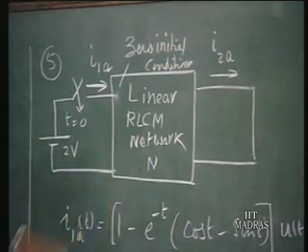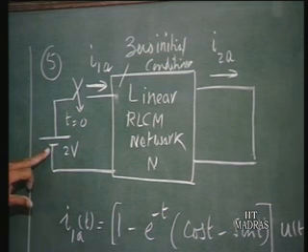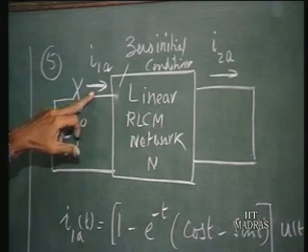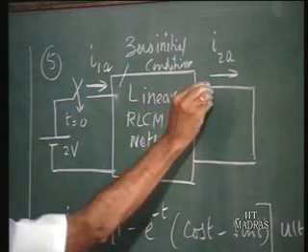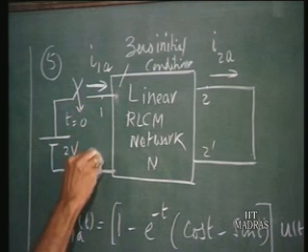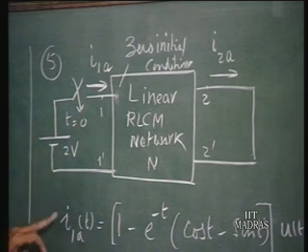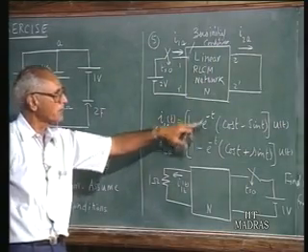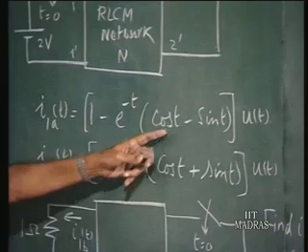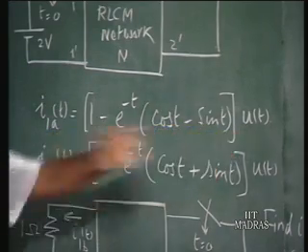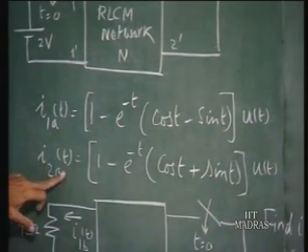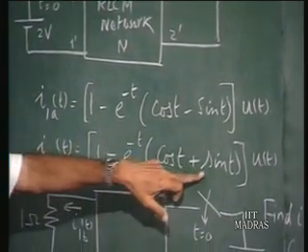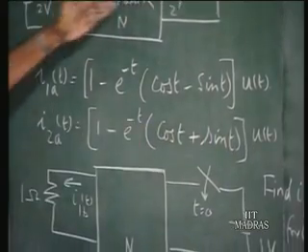So when port 2 is short circuited and you apply 2 volts at port 1, close the switch at t equals 0, current I1A and current I2A in the two ports are given by these expressions. I1A of t is 1 minus e to the power of minus t times (cos t minus sin t), whole thing of course multiplied by u of t. I2A of t likewise is 1 minus e to the power of minus t times (cos t plus sin t) multiplied by u of t. These are the two currents that are given here.